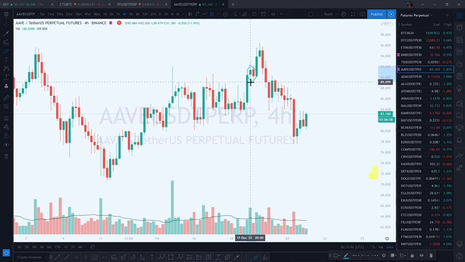The body is very small for the green one. But look at the volume. The volume is very big, bigger than the volume that caused this whole movement. And then the body is nowhere to write home about.